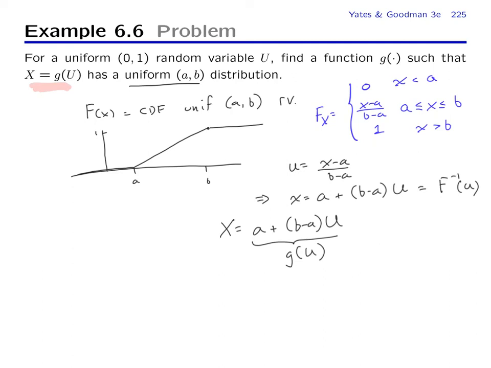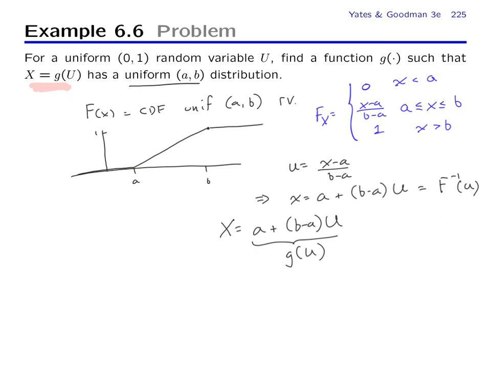So this should make complete sense. If you want a random variable that's uniform from A to B, you start with one that's uniform from 0 to 1, and then you stretch it by a factor B minus A, and that gives you something that's uniform from 0 to B minus A, and then you add an A to shift it over to start over here at A.